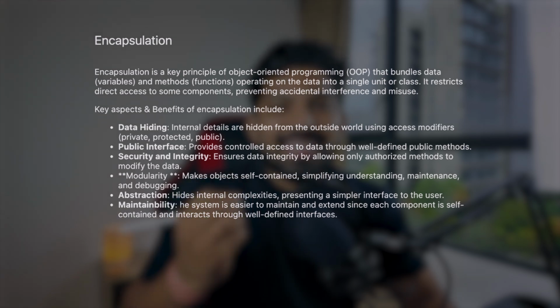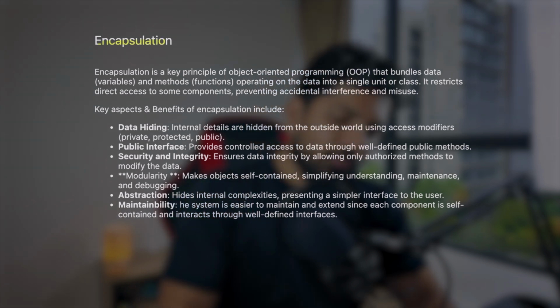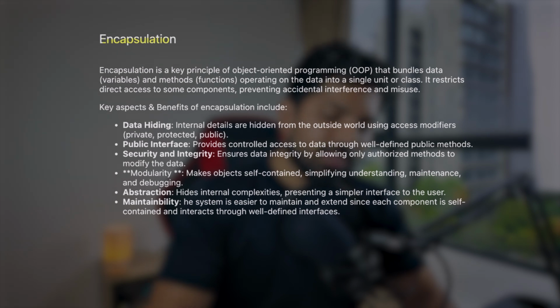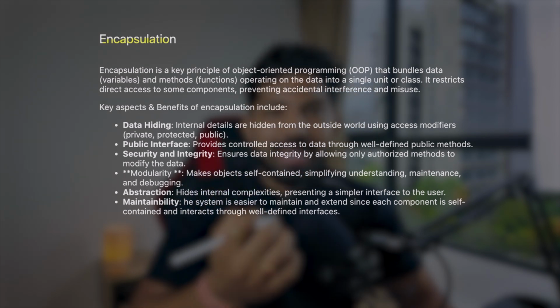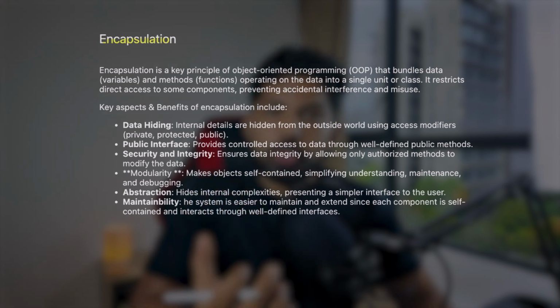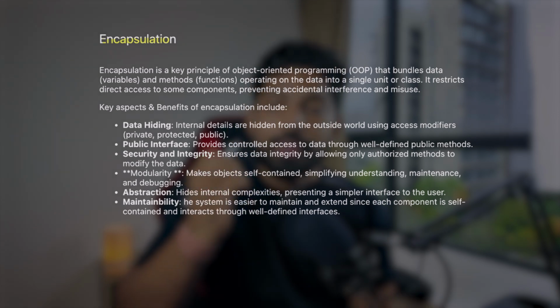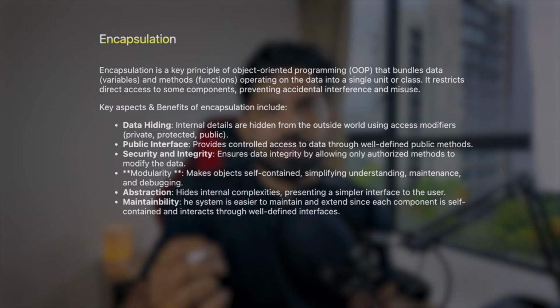So first of all, let's understand the bookish definition of encapsulation. Encapsulation is a key principle of object-oriented programming that bundles data, that is attributes or variables, and methods, which are functions, operating on the data into a single unit or class. It restricts direct access to some components, preventing accidental interference and misuse. It means we have a class in which we have attributes and methods, the variables and functions, correct? So we can say it is in order to prevent misuse and accidental interference, right?